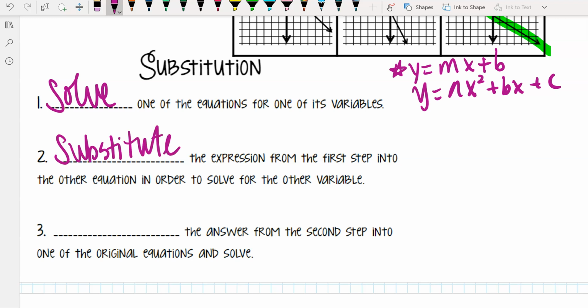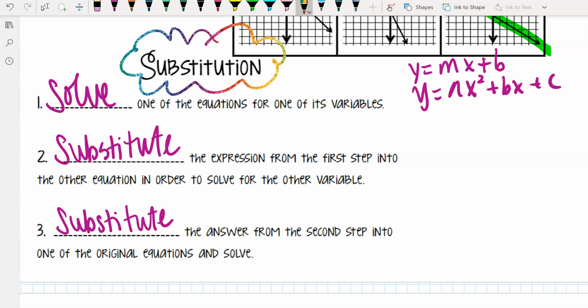The second step is to substitute the expression from the first step into the other equation in order to solve for the other variable. There are a couple of ways to substitute, so this isn't the only way we need to do it, it's just very general guidelines. Then number 3, we substitute the answer from the second step into one of the original equations and solve. It's pretty similar to what we talked about with systems before, but now the only difference is we have a quadratic instead of a linear equation or an inequality.